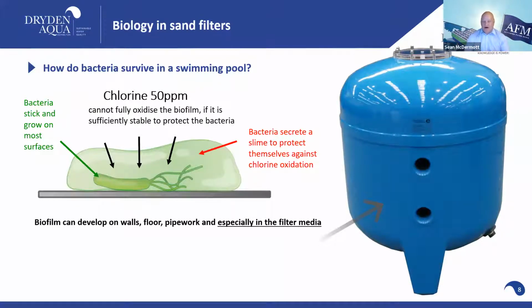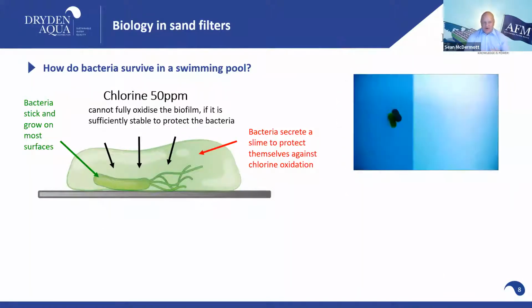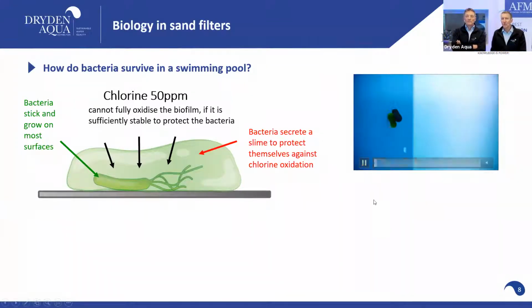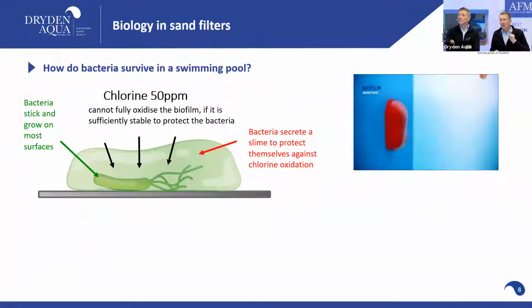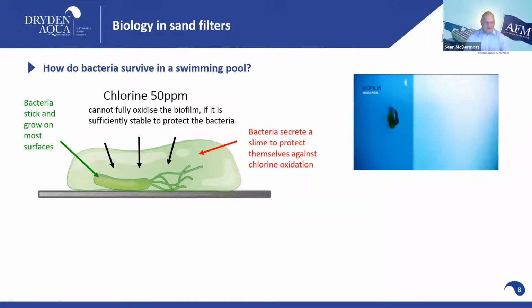It's going to develop on the walls, the floors, the pipework, but especially in the media bed. There's a small animation over here that nicely illustrates this, right, John? You can see exactly how bacteria attach to the wall. As soon as they do, they produce this mucus, this slime, and chlorine's not able to penetrate. It's able to oxidize some of the biofilm, but it can't penetrate it, right? Right. So this becomes a home for growing pathogens and other bacteria.